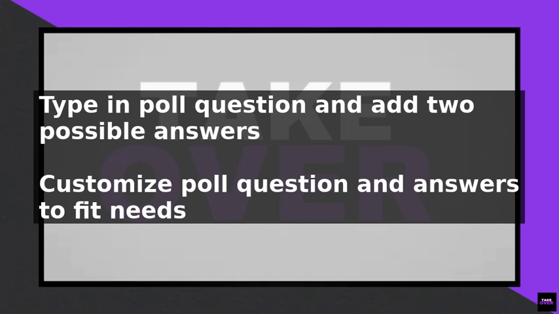Remember to keep your poll question clear and concise, and make sure the options are easy to understand. This will help increase engagement and get more accurate results from your poll. By following these steps, you can create a poll on Instagram Story and gather feedback from your followers in a fun and interactive way.